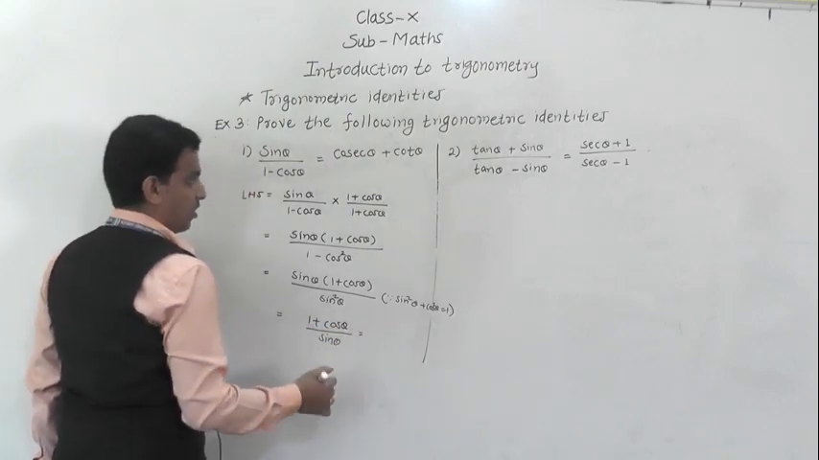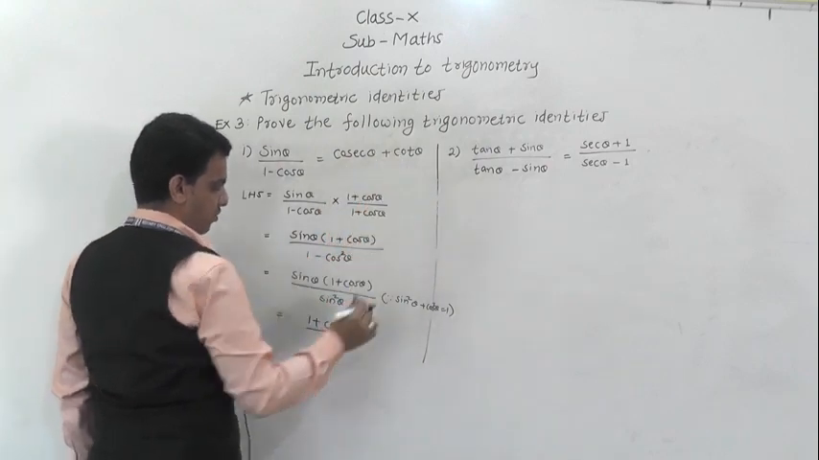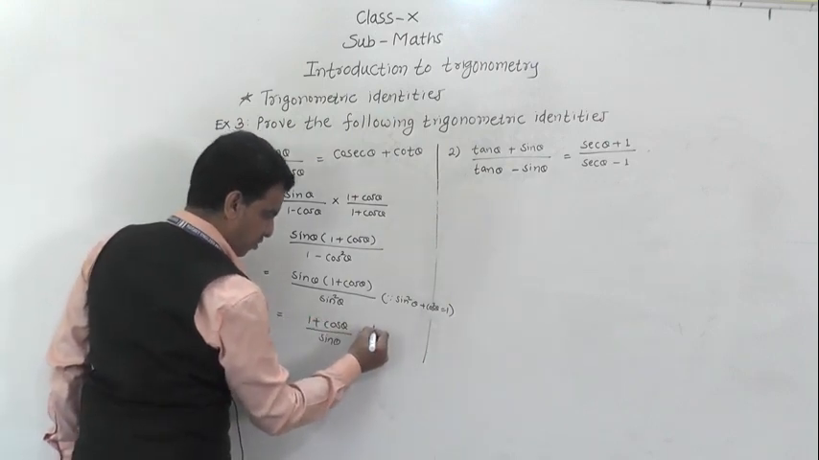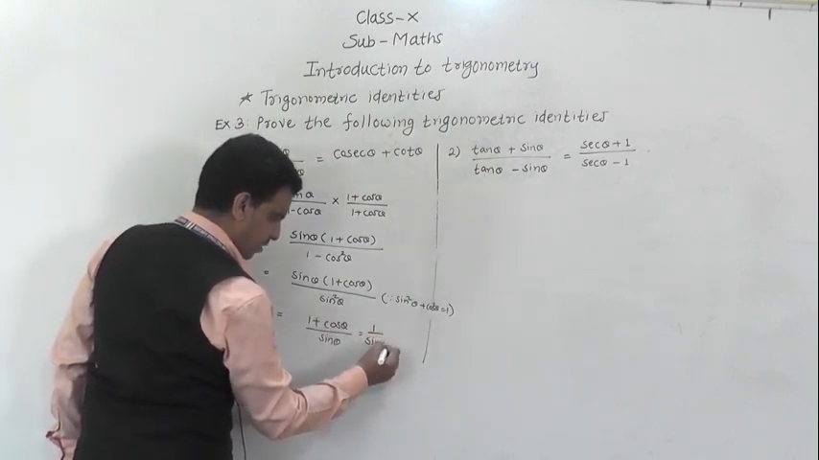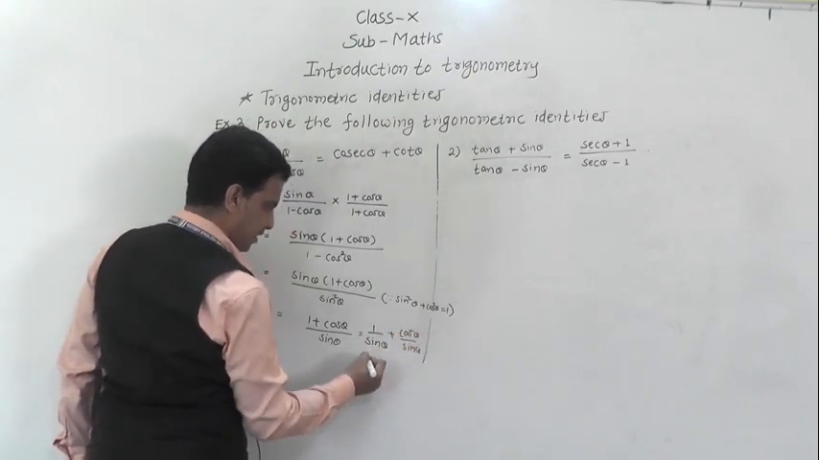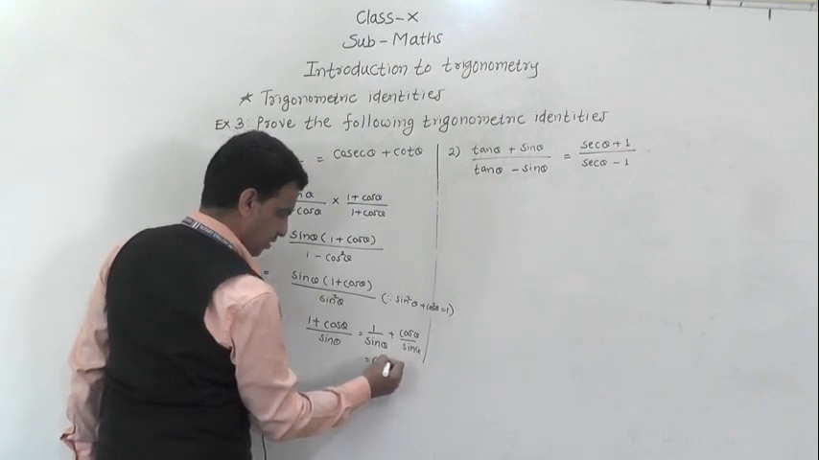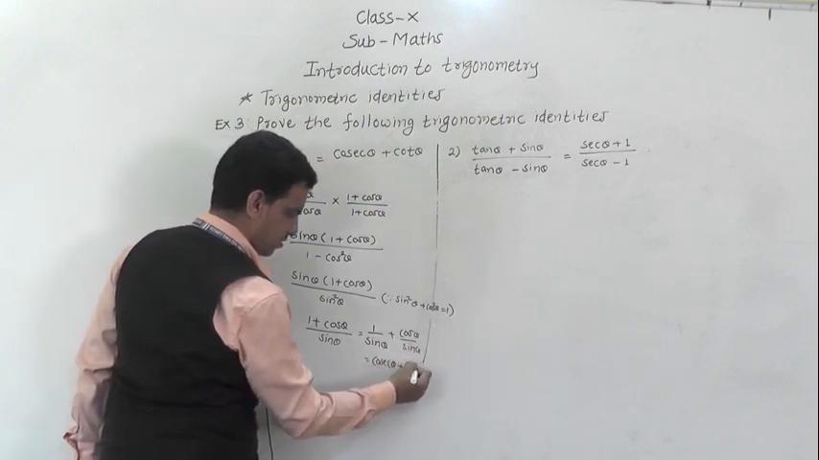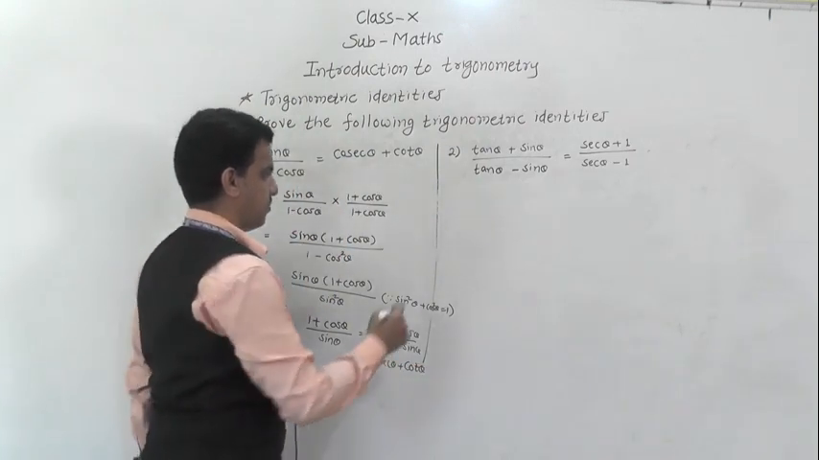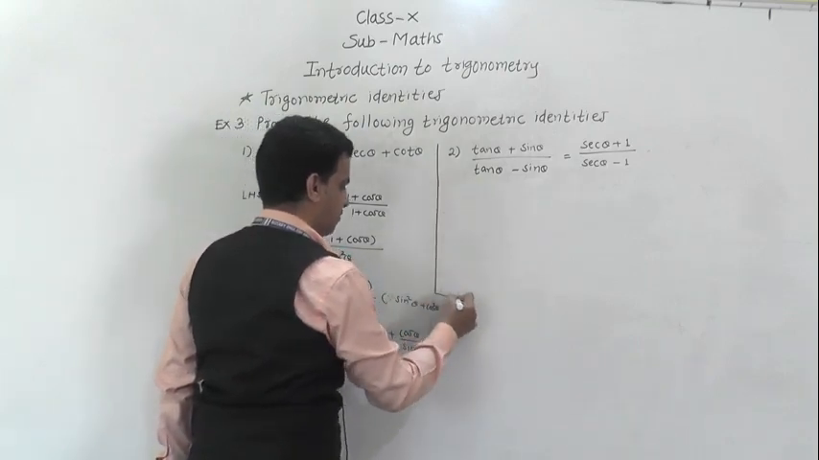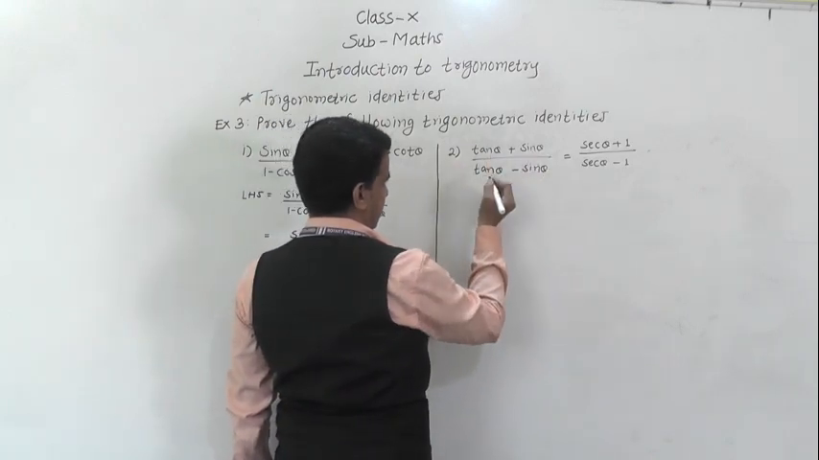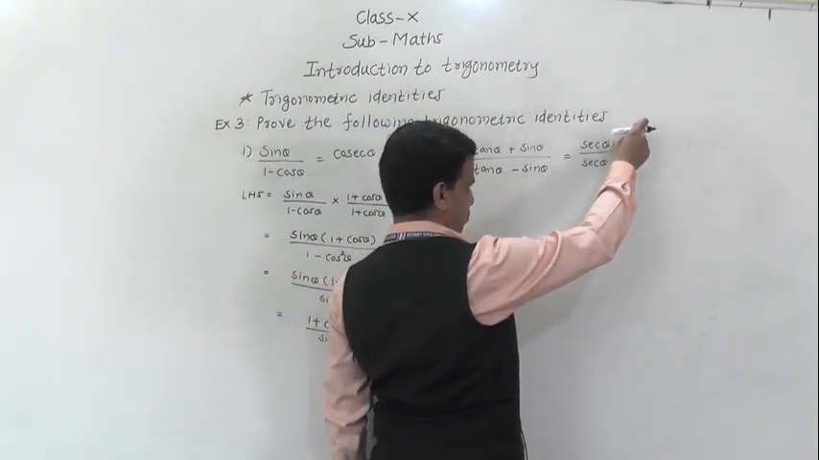Okay. Now I want here cosec theta plus cot theta. So if we separate the denominator for each term of numerator, so what we have? 1 upon sin theta plus cos theta by sin theta. So 1 upon sin theta, that is a cosec theta, and cos theta upon sin theta, that is a cot theta. So this is equal to RHS. So this is first one. Okay. Similarly, second one, tan theta plus sin theta upon tan theta minus sin theta is equal to sec theta plus 1 upon sec theta minus 1.